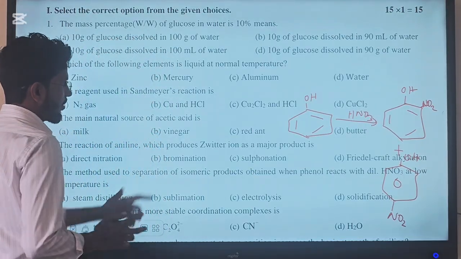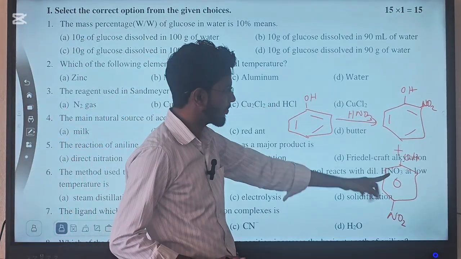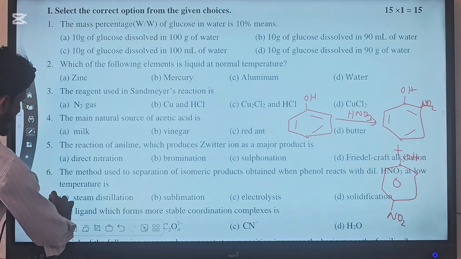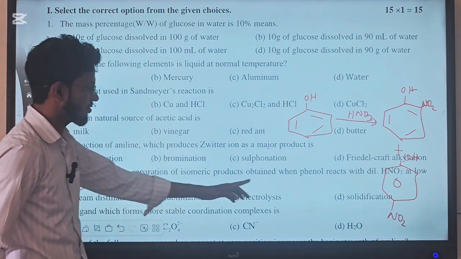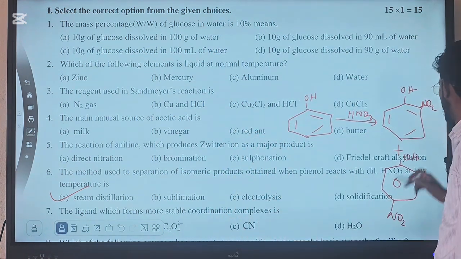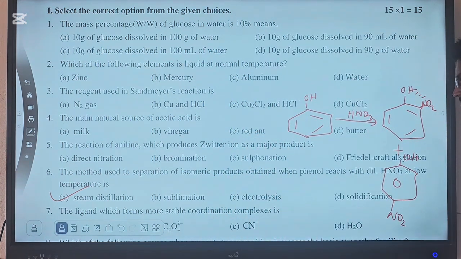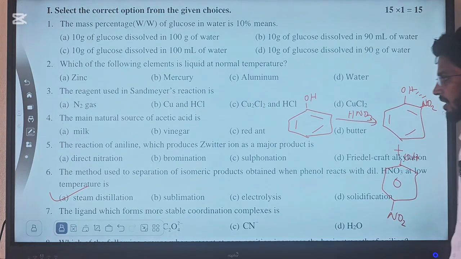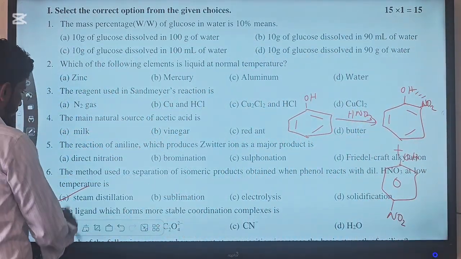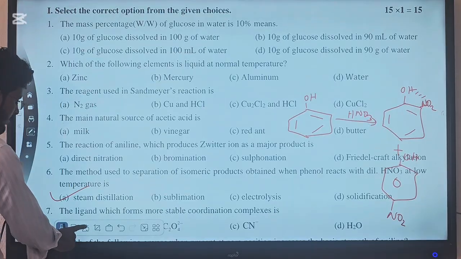But how can we separate these ortho and para products? By steam distillation, not sublimation, electrolysis or filtration. By steam distillation, we can separate ortho and para, because ortho forms an intramolecular hydrogen bond and para forms an intermolecular hydrogen bond. So the boiling points will be different, and we can separate them by distillation.